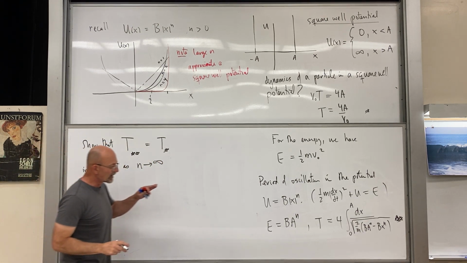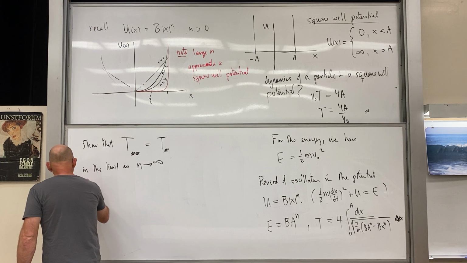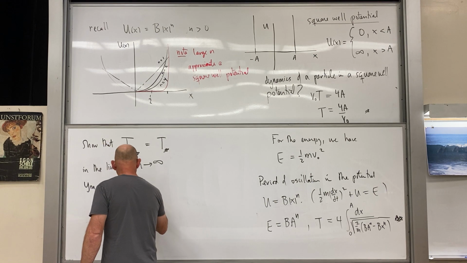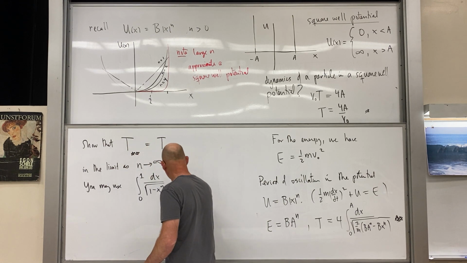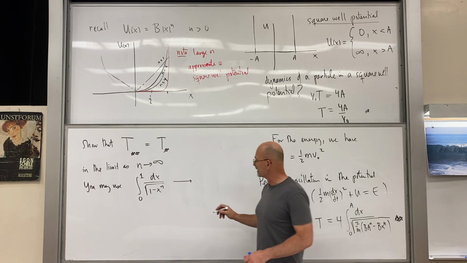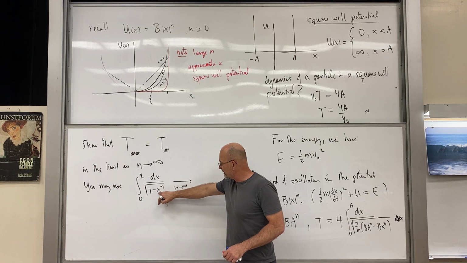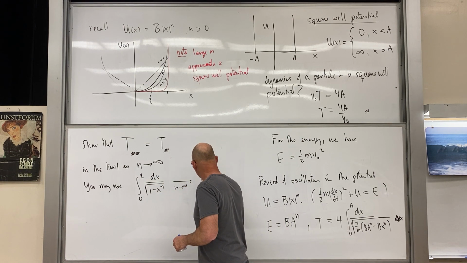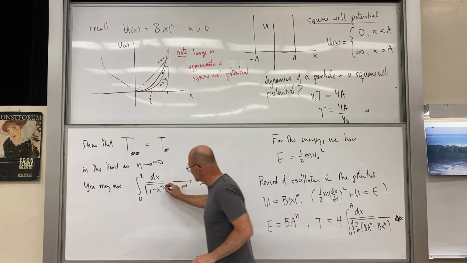You'll find in your notes how I turn this into a dimensionless integral. And so what you can use is, you may use the integral from 0 to 1 of dx over root 1 minus x to the n. What does that go to in the limit as n goes to infinity? This becomes negligible everywhere except at the very corners of the thing. So this integral itself just goes to 1. Proof of that is a little more challenging. We're just going to use it. Maybe we'll come back to the proof later.